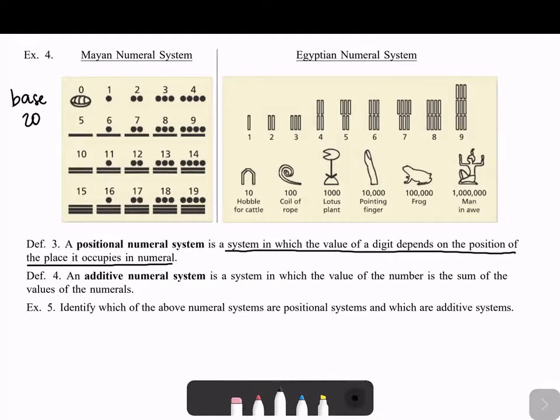So the Mayan numeral system is positional, and this one's actually written vertically. You can see an example of this, example 2 on page 60. Now let's look at this Egyptian numeral system. This one, you can see, is additive.